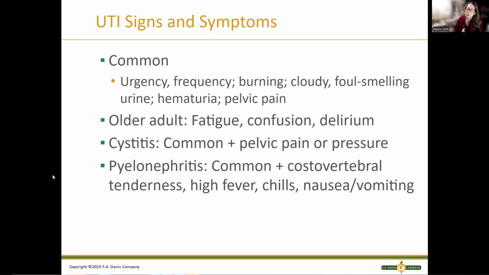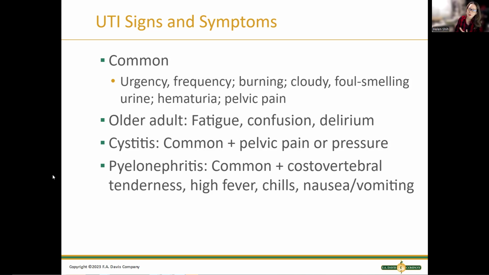Hematuria is blood in the urine, which is certainly possible when you have inflammation. Some of these blood vessels that are inflamed could break, and therefore red blood cells could leak out. And then pelvic pain is because the bladder is in the pelvis. And so if the bladder is inflamed from the UTI, it's going to cause pain in the pelvic area.